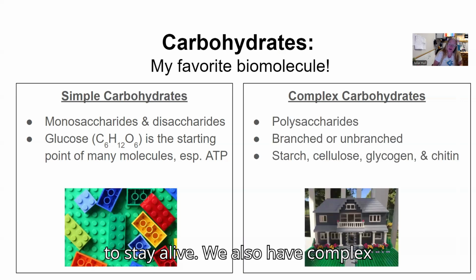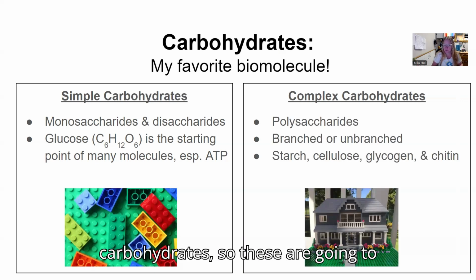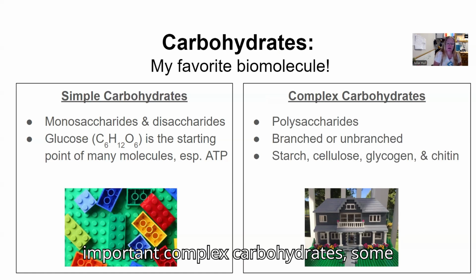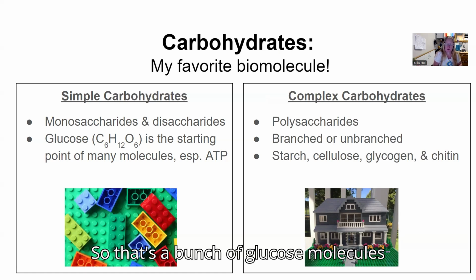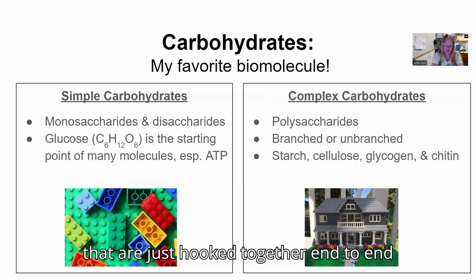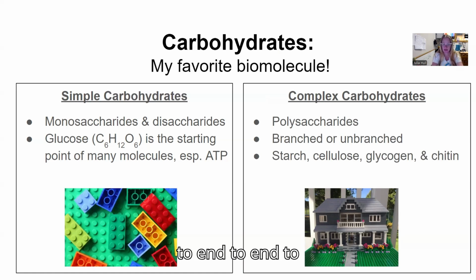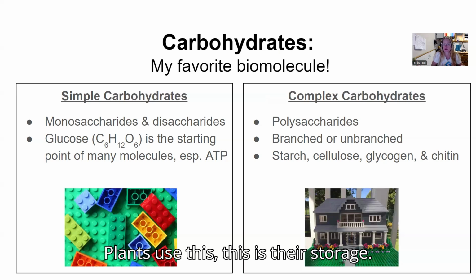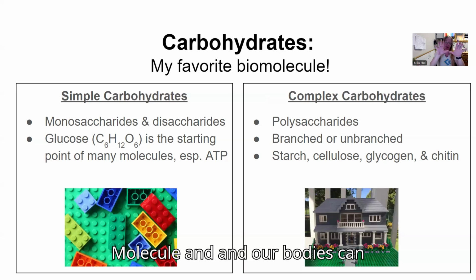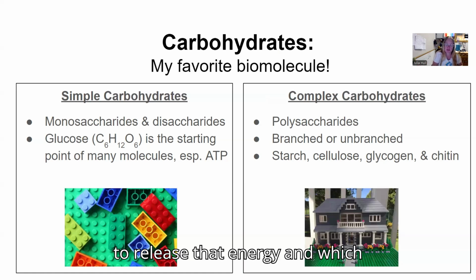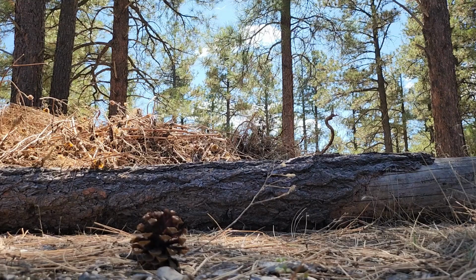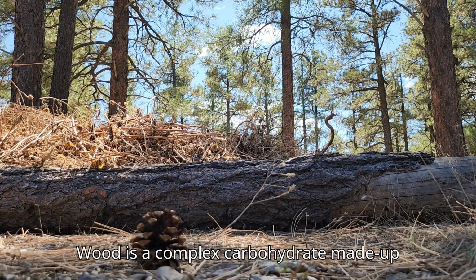We also have complex carbohydrates. So these are going to be our polymers. Some important complex carbohydrates, so important saccharides, are starch, right? So that's a bunch of glucose molecules that are just hooked together end to end to end to end. Plants use this. This is their storage molecule. And our bodies can break that bond really easily to release that energy, which is why potatoes are so delicious.